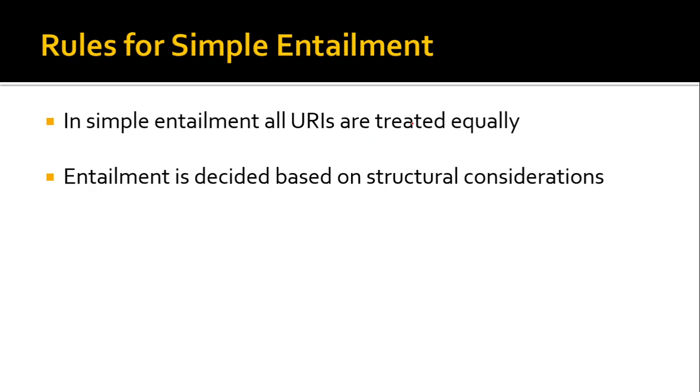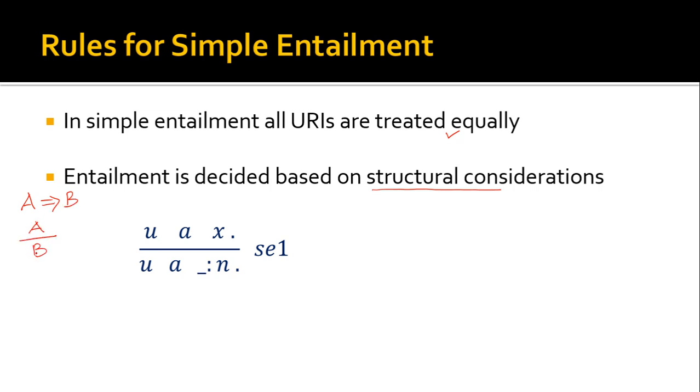So this is what I have already discussed, that in simple entailment the words are treated equally, and it considers the structural aspect of the data, and it does not ascribe any special meaning to any special property or other things, right, or the resources. So basically, there are two simple rules for simple entailment. So this is how we will be reading. You know that we can write a rule like this: A implies B. The same thing can be written as A gives B.